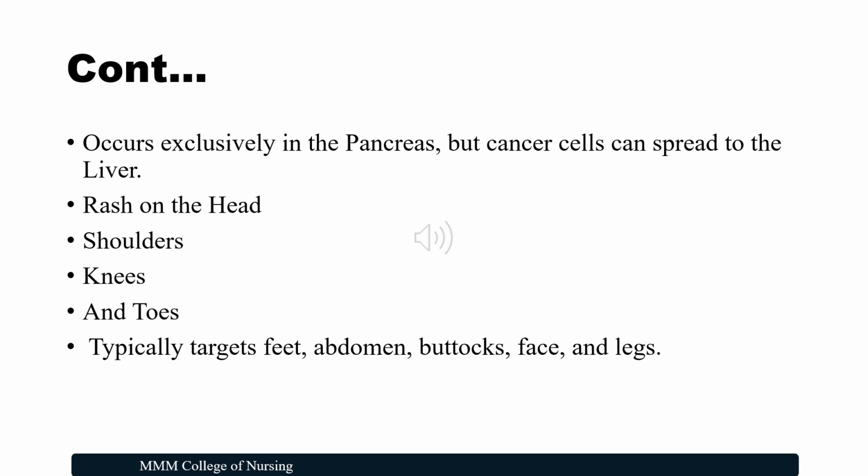This tumor occurs exclusively in the pancreas, but these cancer cells can also spread to the liver. It is characterized by rashes which appear on the head, shoulders, knees and toes, and typically it targets the feet, abdomen, buttocks, face and legs.